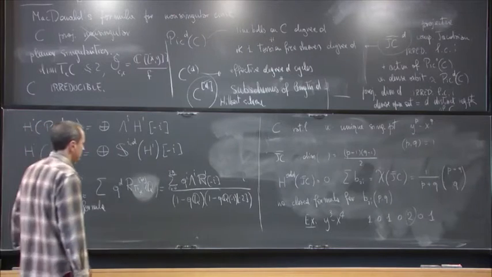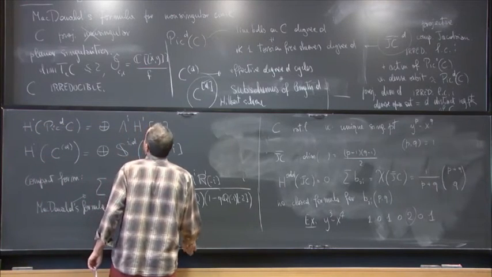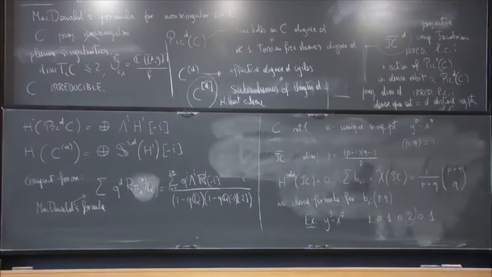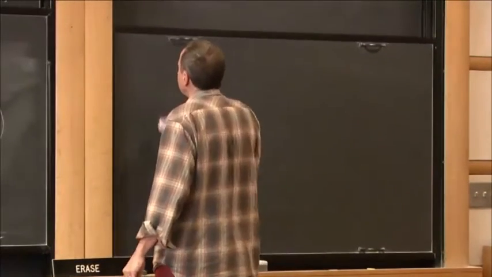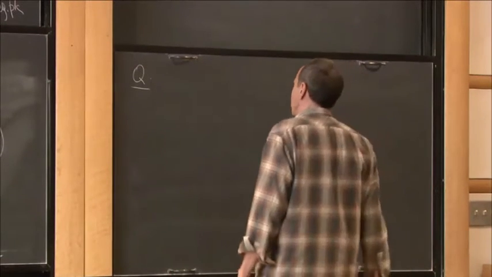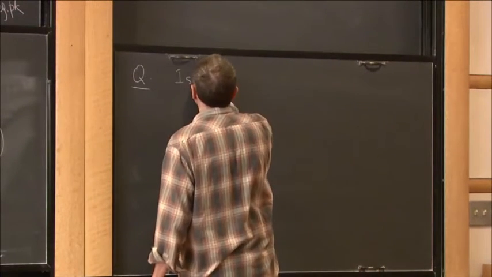So our question is the following. Still, C is irreducible. So is there a Macdonald formula?